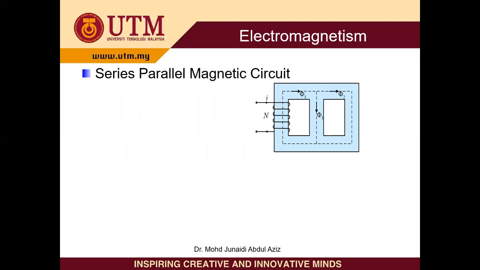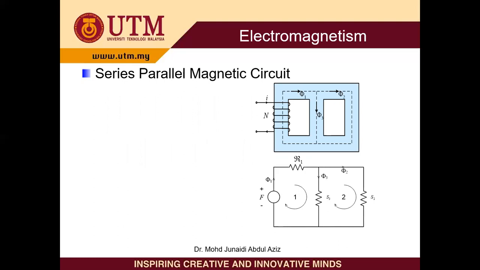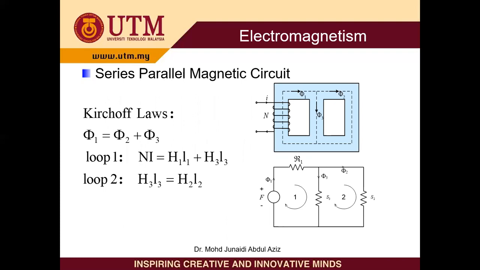For the series parallel magnetic circuit, you can use mesh current analysis. From Kirchhoff's current law, we always know that when we have two branches, the flux 1 is equal to the summation of the fluxes of each branch. And from the mesh current analysis, you can calculate using this equation: the MMF is equal to the drop here, the voltage drop, or what I call HL, multiplied with the H3 and L3. For the second loop, H3L3 is equal to H2L2.